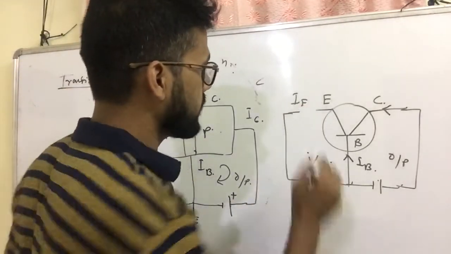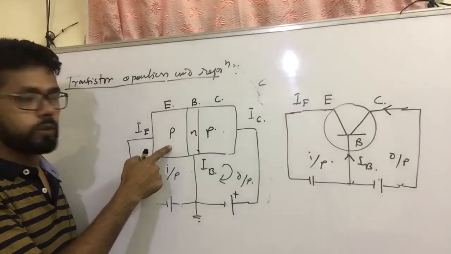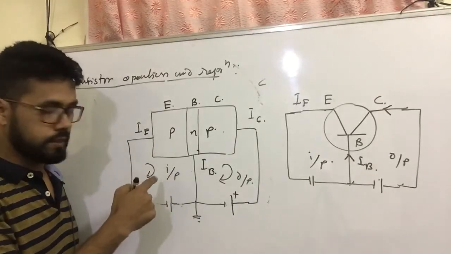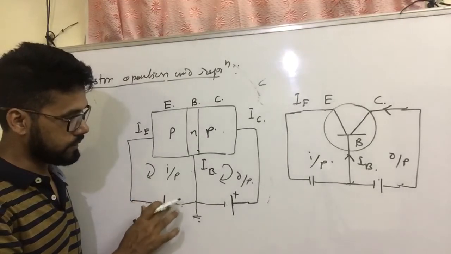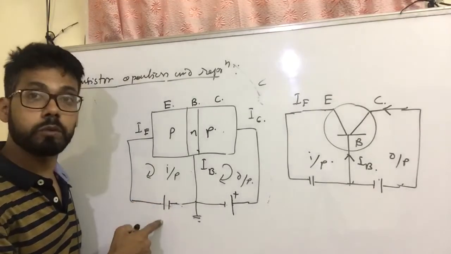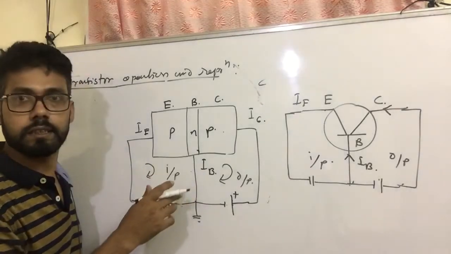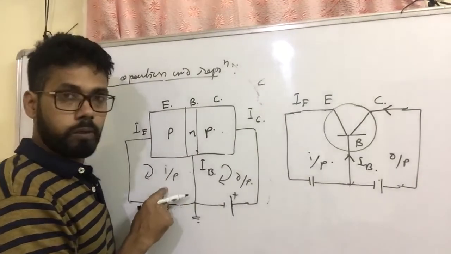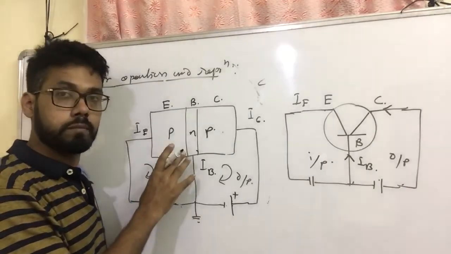What is a PNP transistor? Now you see it is the positive side, so it must be forward bias. Forward bias: positive to positive you have to connect. Why positive to positive? I am telling you right now, after finishing this part. It is forward bias: this is positive and this must be positive, then it will be forward bias.